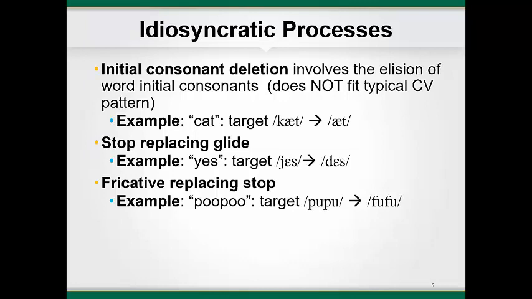Recall that stop consonants are typically acquired earlier than fricative consonants in normal phonological development. Therefore, like the process of backing, the phonological process of fricative replacing a stop goes opposite to what we would expect given the normal order of acquisition of phonemes.